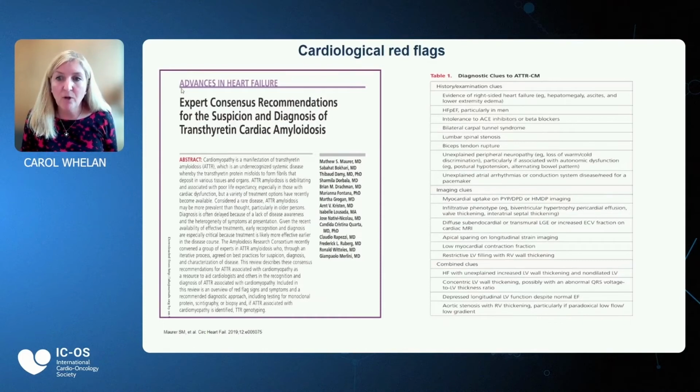the apical sparing on longitudinal strain imaging, or restrictive LV filling with the RV wall thickening, and combined clues such as heart failure with unexplained increased LV wall thickness in a non-dilated left ventricle, or depressed longitudinal function despite a normal ejection fraction.